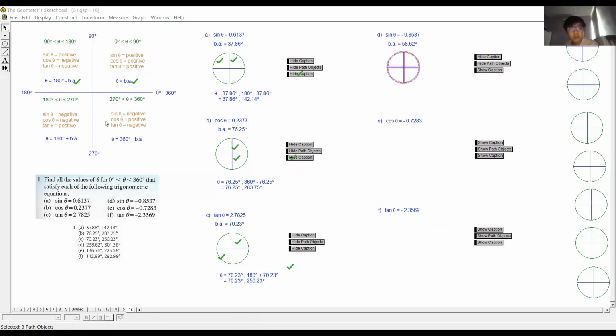Using our knowledge of the positive and negative signs, negative comes from 180 plus or 360 minus the basic angle. Correct. So it's either 238.62 or 301.38. Correct. So the rest I think you know already, so we don't have to go through all.